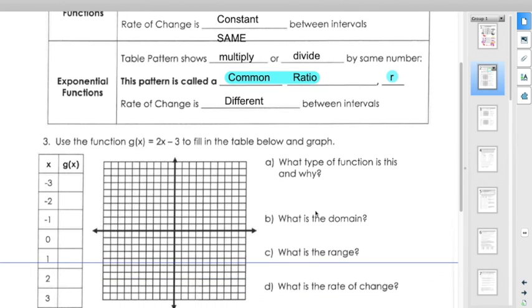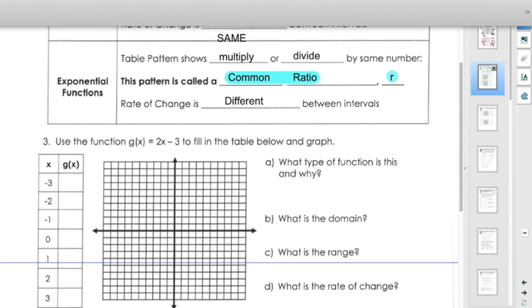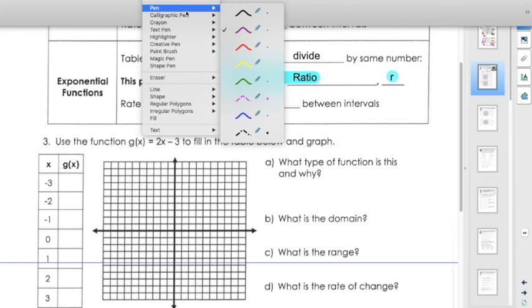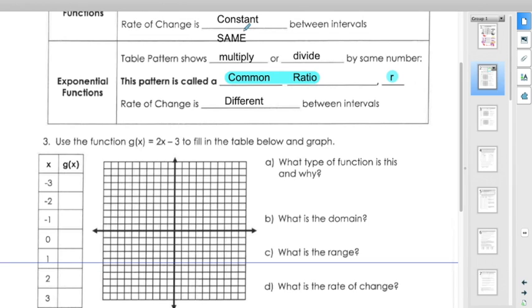Let's look at number 3. Use the function. It's giving us a function now, right? It's giving us g of x equals 2x minus 3. It wants us to use this function to fill in the table below and graph. Hopefully I reminded you on Monday that you will take home the calculators, so you should have your calculator with you, because now we need to start getting really good with our calculators. They're lifesavers in essence. If I want to figure out what is going in for g of x here, which again, g of x is just another way of saying y. So this is still my x, this is my y.